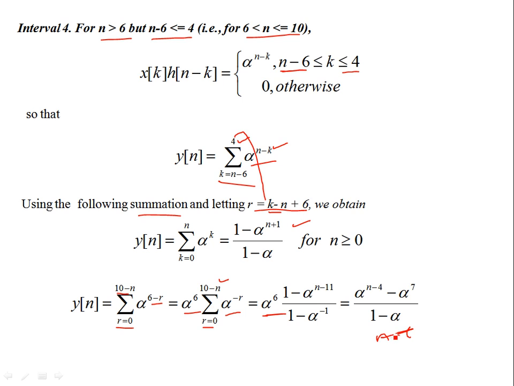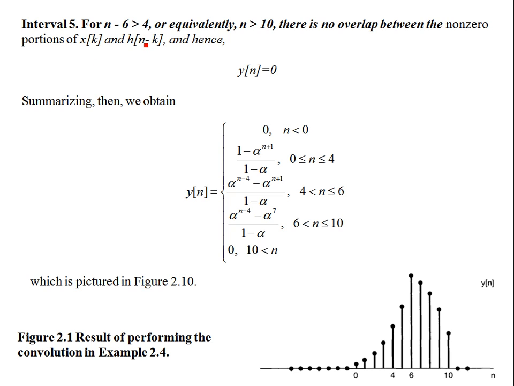This varies from 6 to less than n, 6 is less than n, but it is less than or equal to 10 as well. Okay, n is greater than 6, but it's less than or equal to 10. So this is the range for y of n. And then in the last interval, when n is greater than 10, there's no overlapping. This is 0. So this is pictured over here.